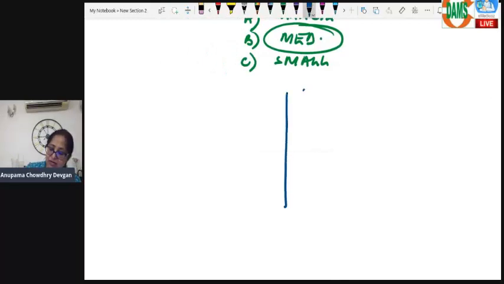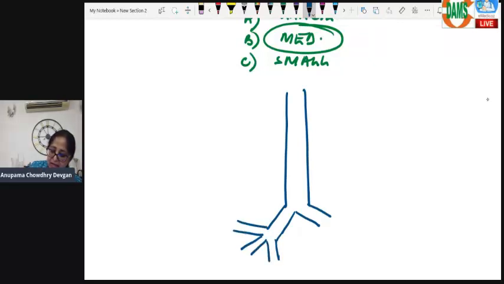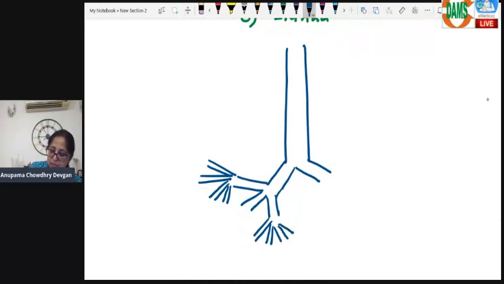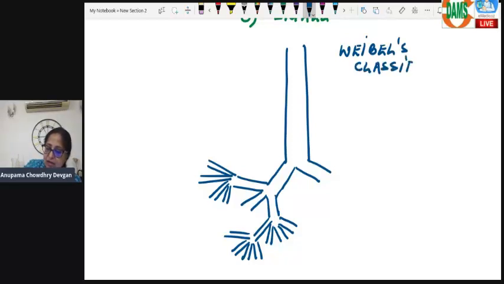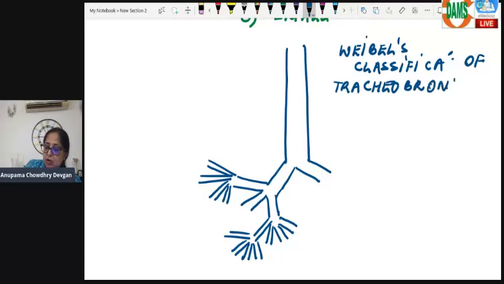See, if you look at the trachea, smaller bronchi, each will keep dividing into smaller and smaller bronchi, and a tracheobronchial tree is formed. So there is something known as the Weibel's classification of the tracheobronchial tree. And what is this Weibel's classification of the tracheobronchial tree?